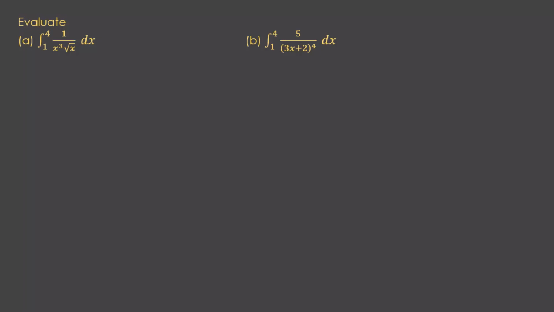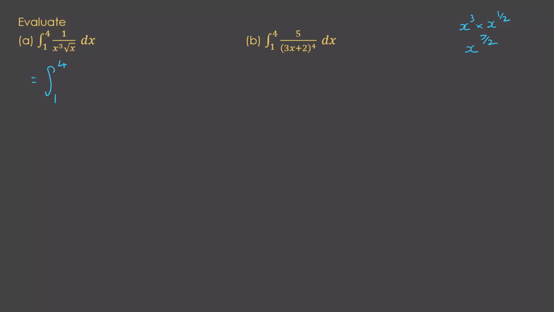So we want to evaluate the following. Now for the first one, we need to do some sorting out before we start to integrate. So on the bottom there, I've got x to the 3 root x, which is x cubed times x to the half, which is x to the 7 over 2.